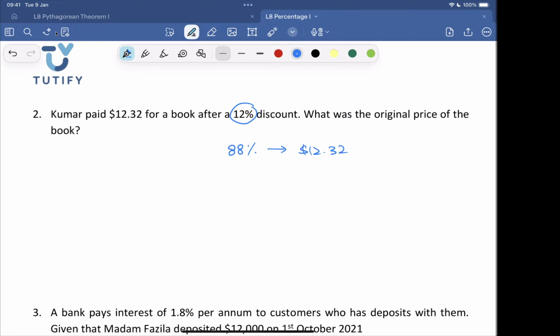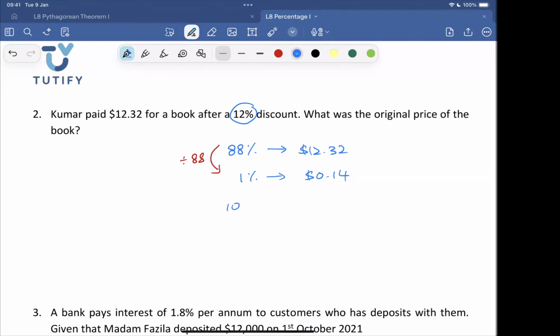So how many percent are they trying to ask you to find? 100%. Yes, they're asking you to find 100%, right? So from 88%, can I simplify it first? Simplify to how many percent? 1%. Very good. So I need to divide by how much? 88. Correct. If you divide by 88, we will get 14 cents. So 1% is 14 cents.